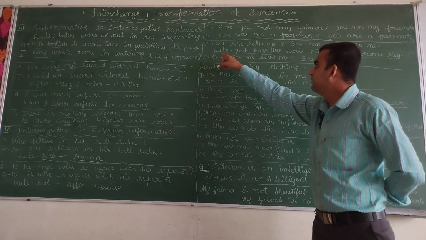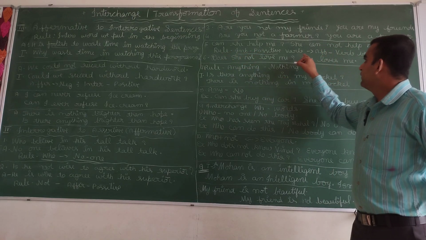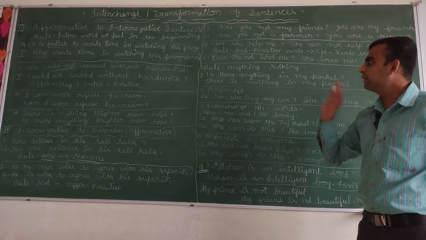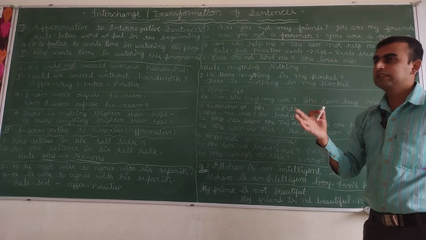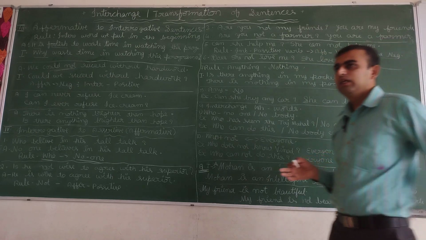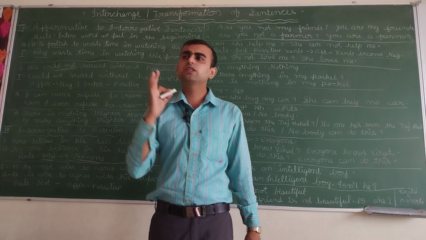Okay, fifth, let us see. The fifth rule is, if the interrogative sentence is positive, when it comes to an affirmative sentence, it will become negative. Just the opposite of the previous rule. Can she help me? She cannot help me. Only the expression changes.